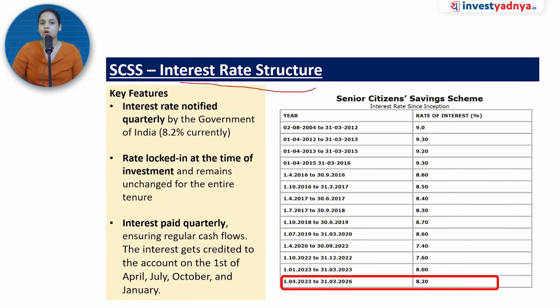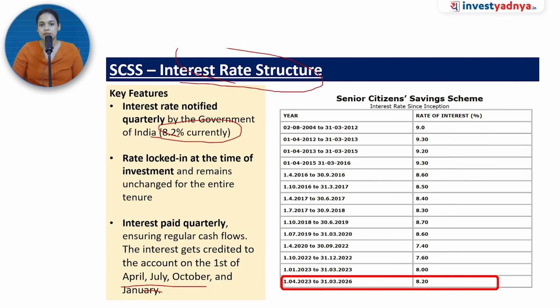Now moving on to the interest rate structure. Currently it stands at 8.2%, which is quite attractive for a risk-free investment. The rate is locked in at the time of investment. So the time you put your investment, जो rate है, that only will remain unchanged for the entire tenure. What about the interest? Interest is paid out. It gets credited to your bank account, and that is on 1st of April every 3 months. 1st of April, 1st of July, October, as well as January.